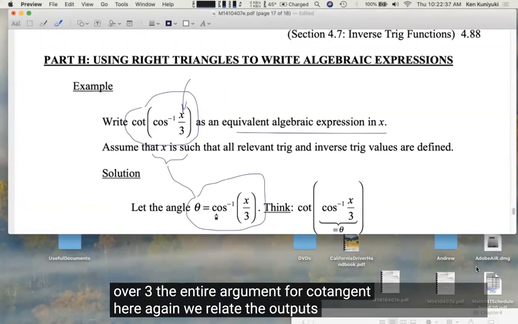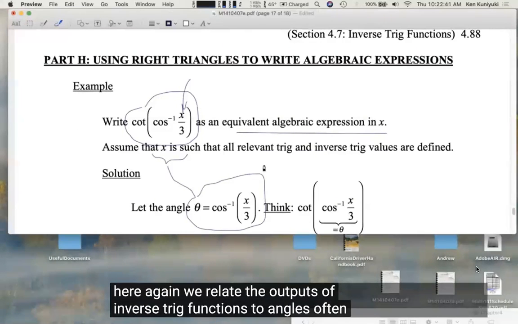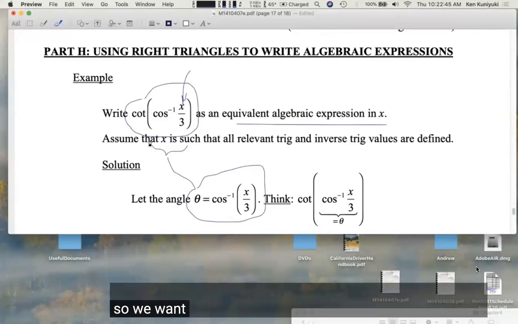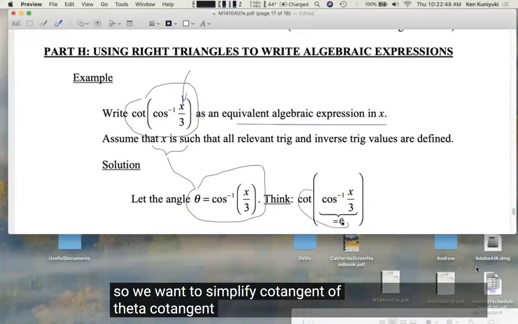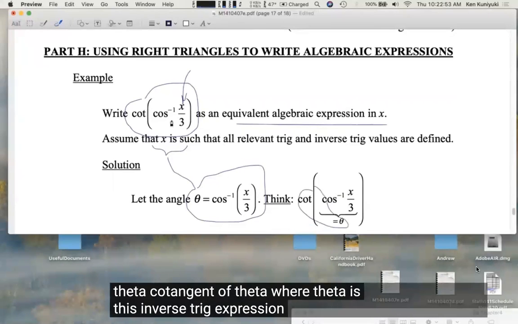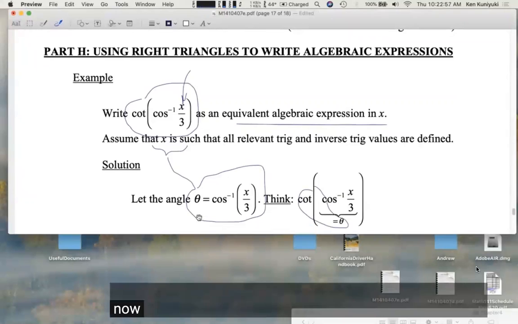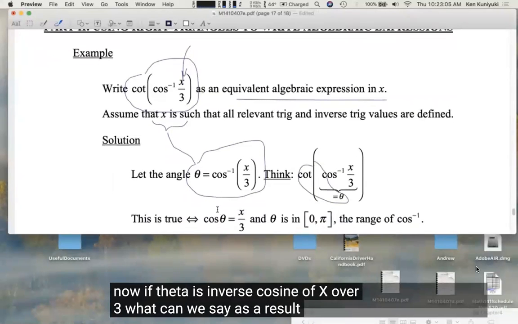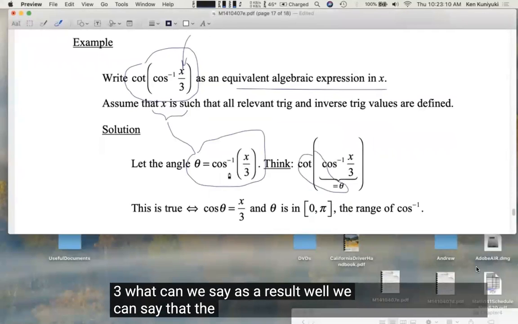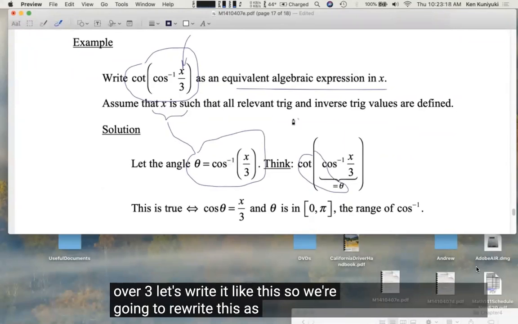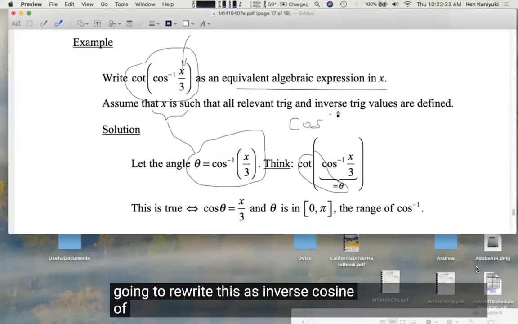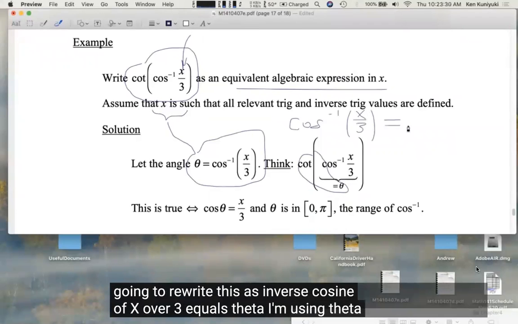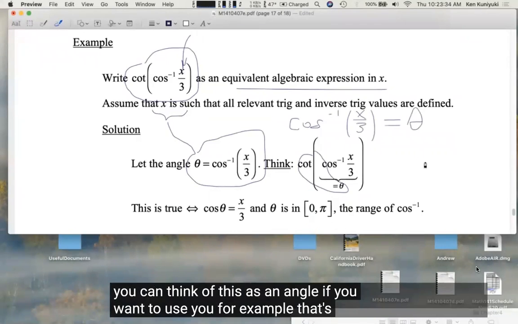Again, we relate the outputs of inverse trig functions to angles, often. So we want to simplify cotangent of theta, where theta is this inverse trig expression over here. Now, if theta is inverse cosine of x over 3, what can we say as a result? Well, we can say that the cosine of theta is x over 3. Let's write it like this. So we're going to rewrite this as inverse cosine of x over 3 equals theta. I'm using theta because we can think of this as an angle. If you want to use u, for example, that's fine.